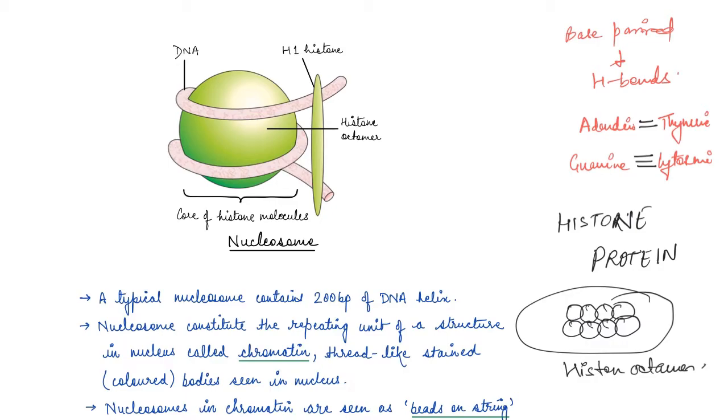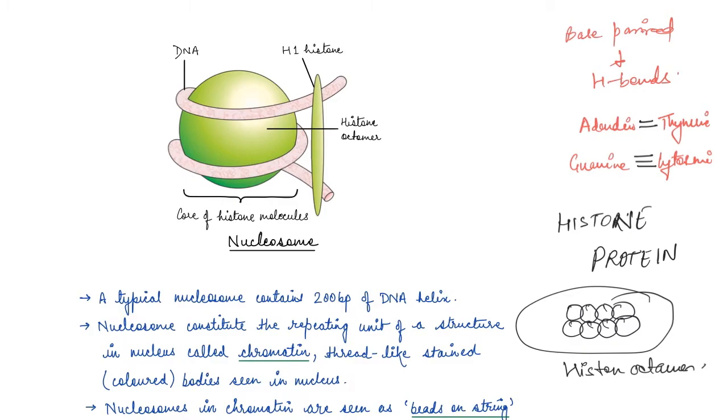Now, these nucleosomes constitute the repeating unit of a structure, which is known as chromatin. This chromatin is thread-like stained bodies which are seen in the nucleus. So basically, these nucleosomes keep on repeating, right? And that repeating unit is seen in the nucleus as chromatin, which is a fiber, so we call it chromatin fiber, right? Chromatin fiber. These are thread-like stained bodies, right?